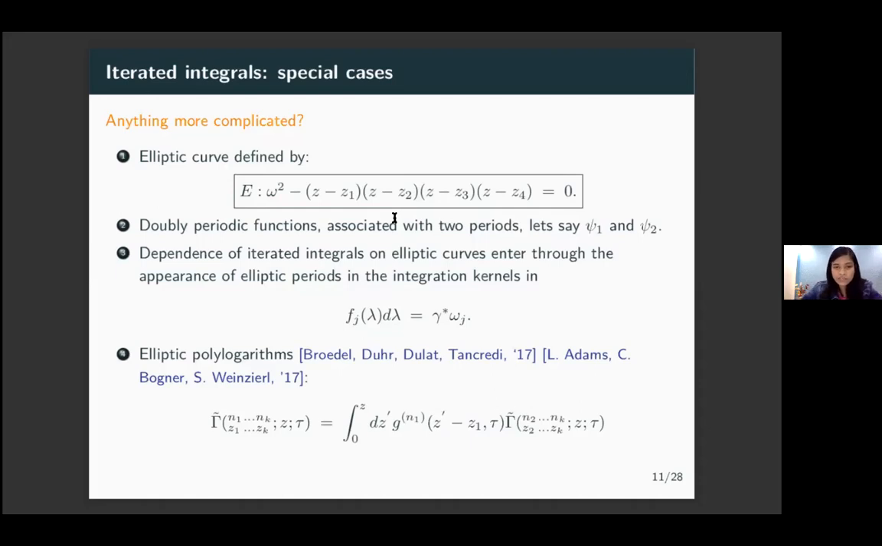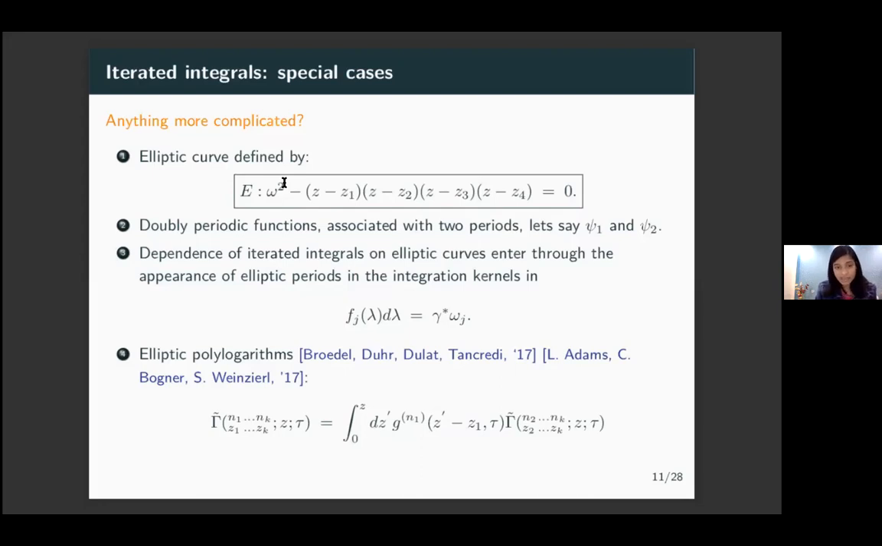Once you have this elliptic curve, these curves are associated with two periods, by which I mean they repeat themselves after these intervals, which I denote by psi1 and psi2. The dependence of the iterated integrals I mentioned before on these elliptic curves enters through the appearance of these periods. So once you have the elliptic curve, you want to find the periods. There is a formula for that. These periods will be the ones which go in the differential forms for these iterated integrals.